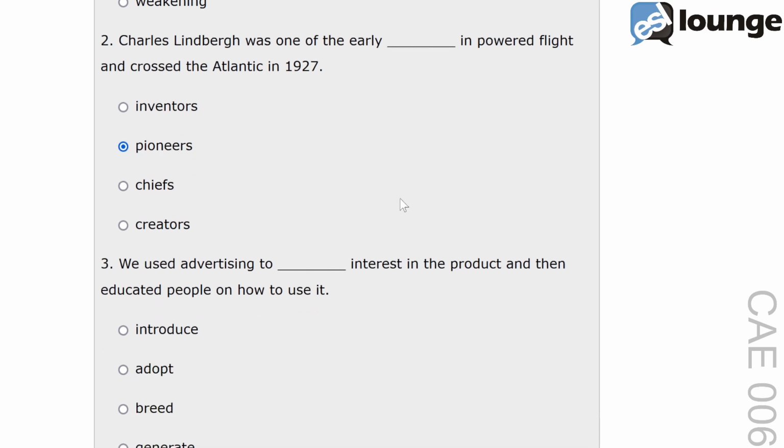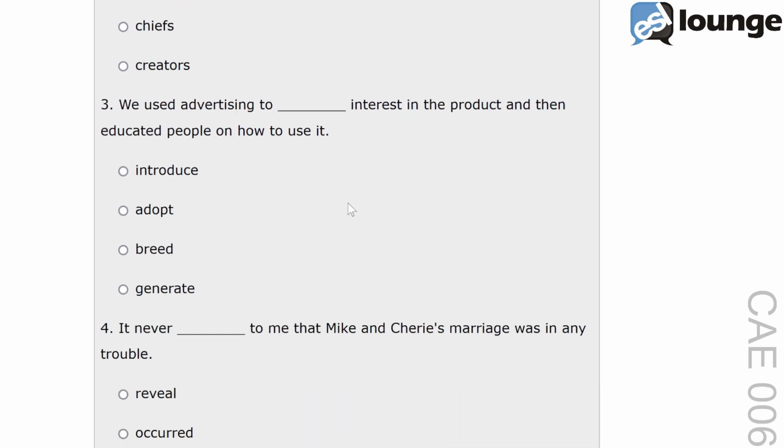Next up, question 3. We used advertising to blank interest in the product and then educated people on how to use it. The options are introduce, adopt, breed, and generate. The correct answer is generate.